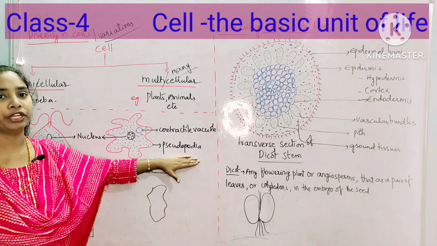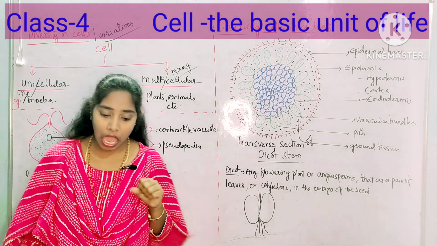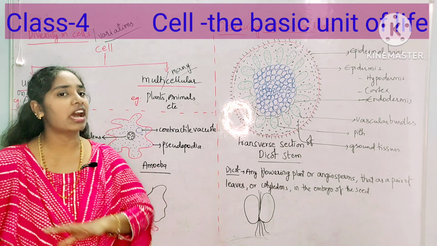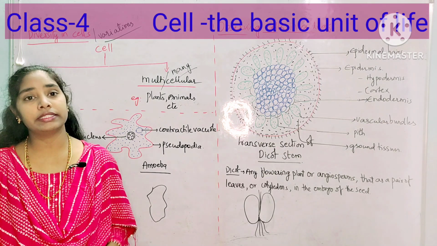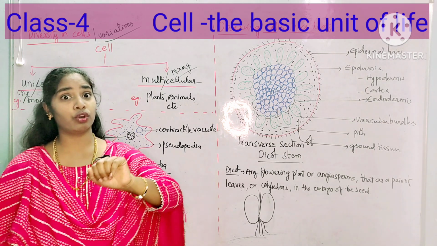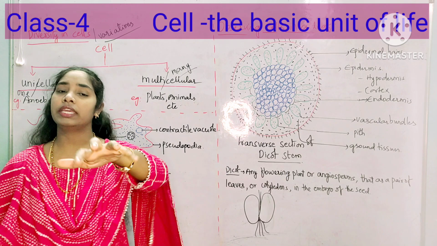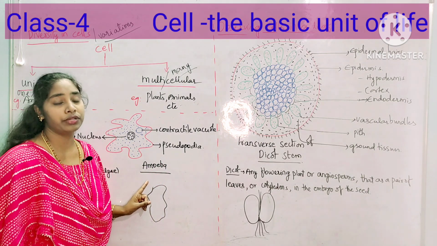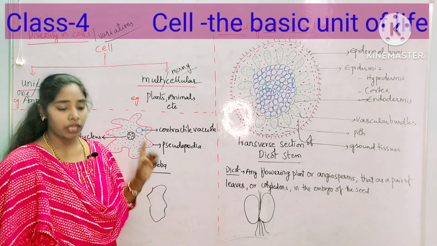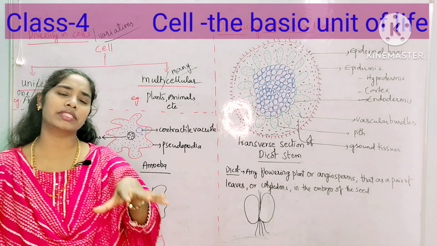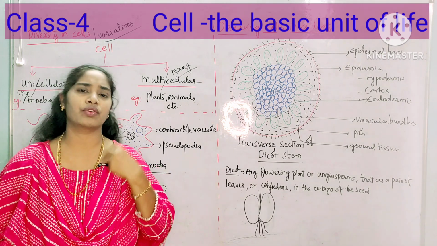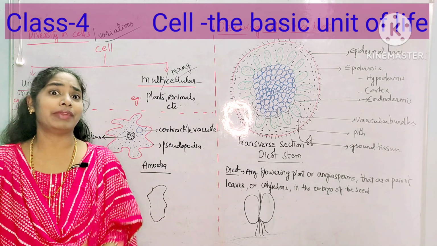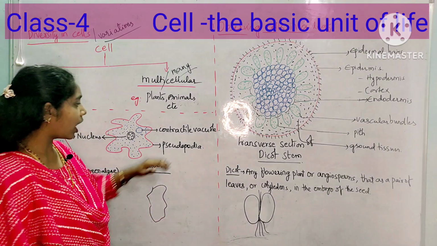By pseudopodia. Now I will say how the amoeba moves. Amoeba doesn't have any foot, yet even without any foot it moves here and there inside the water. Where will you find amoeba? Amoeba is unicellular and is found in water. Mostly it is found outside, but in some cases it is found in the human body also, and it may cause some illness. So how does it move?